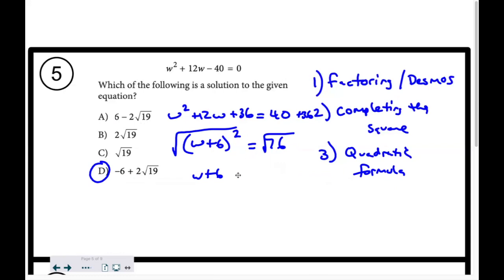But just to show why that works, the square root of 76 is clearly 2 root 19 if you look at your answers. It is 4 times 19, and the square root of 4 is 2. So you get 2 root 19. Technically, there is a plus or minus. So when you subtract the 6, you get -6 plus or minus 2 root 19. And -6 plus 2 root 19 is one of those solutions.